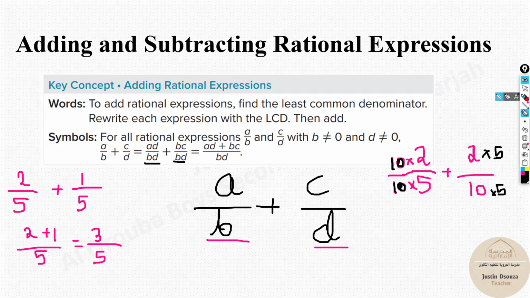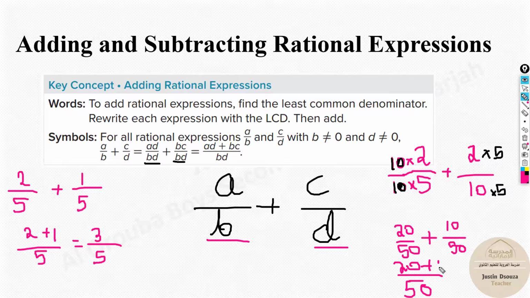Here, when we simplify, what do we get? We are going to get 10 times 2 is 20 divided by 50, plus 5 times 2 is 10 divided by 50. Now 50 is a common term, right? I can write it just like this, because the denominators were the same here. Now 50 and 50, and it is 20 plus 10. The answer is 30 by 50, or you can write it as 3 by 5. Only once the denominators are the same can we solve it.